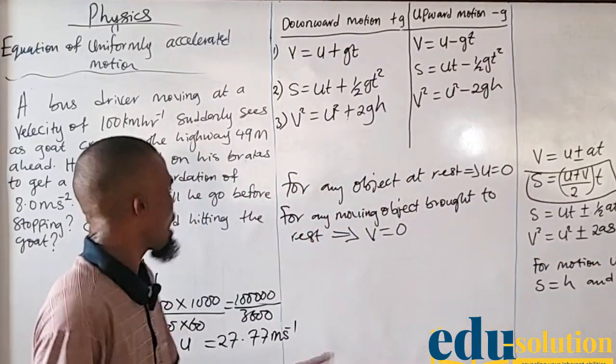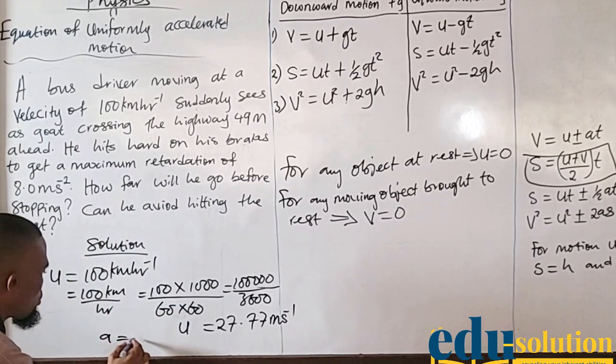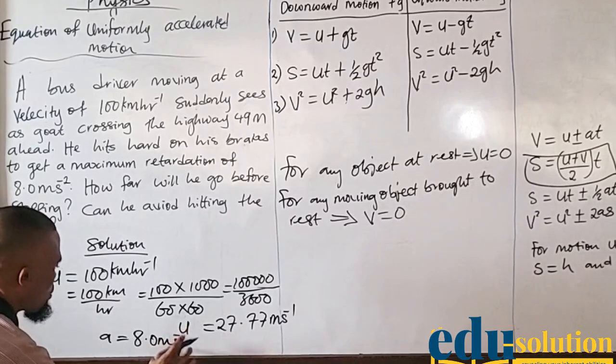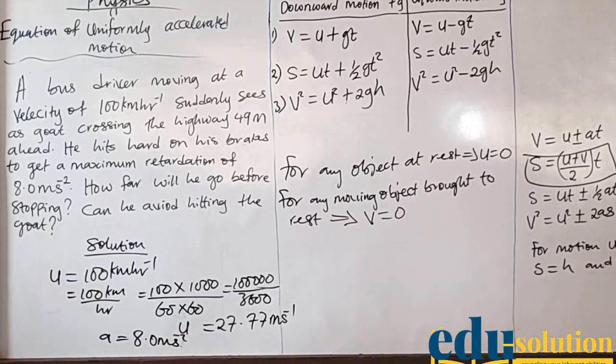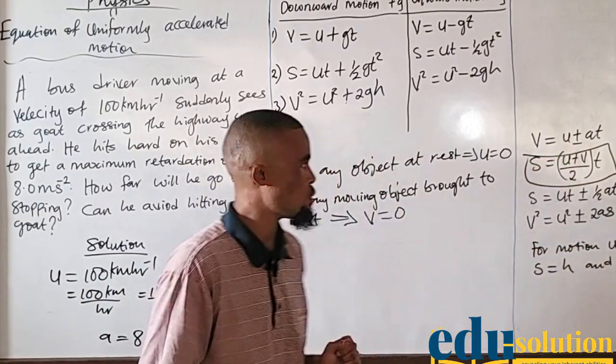So now we have a is equal to 8.0 meters per second squared. So now we have u, we have a. Check this formula. Which one do you think we are going to use?